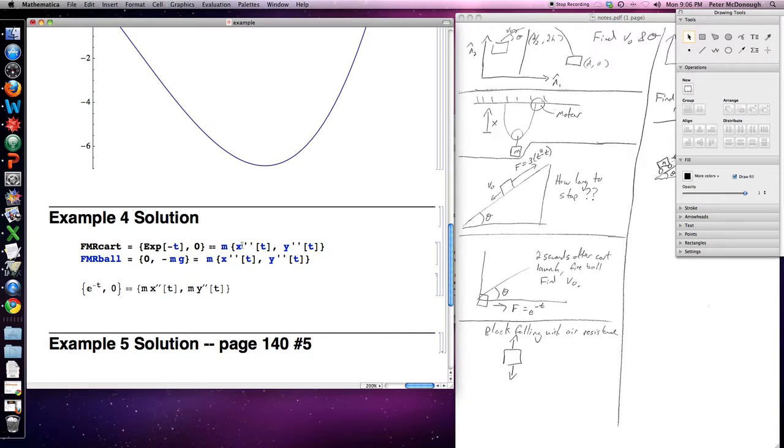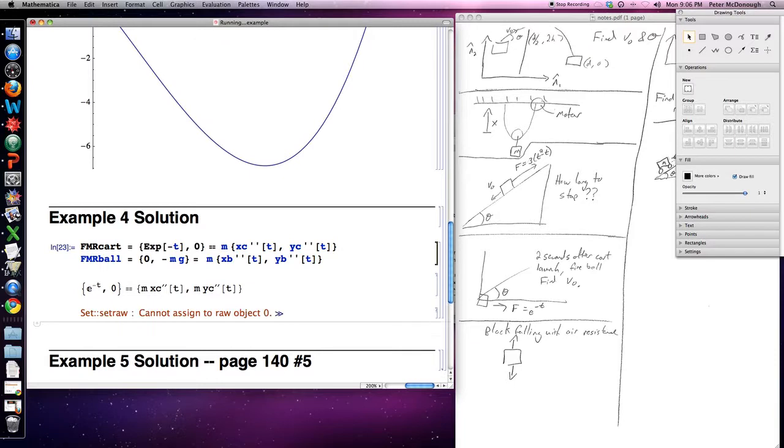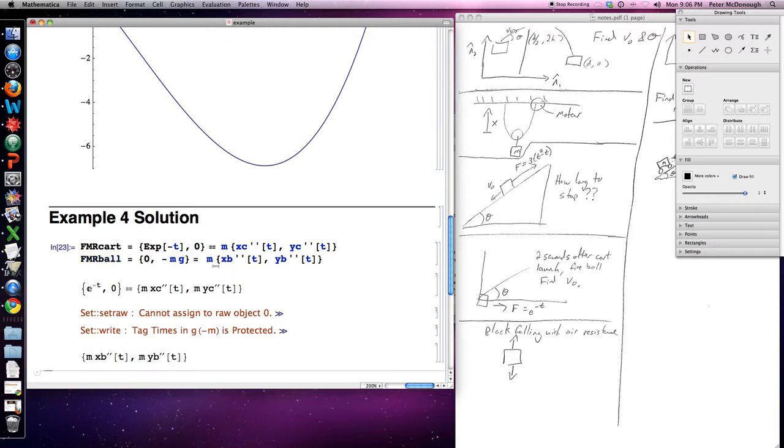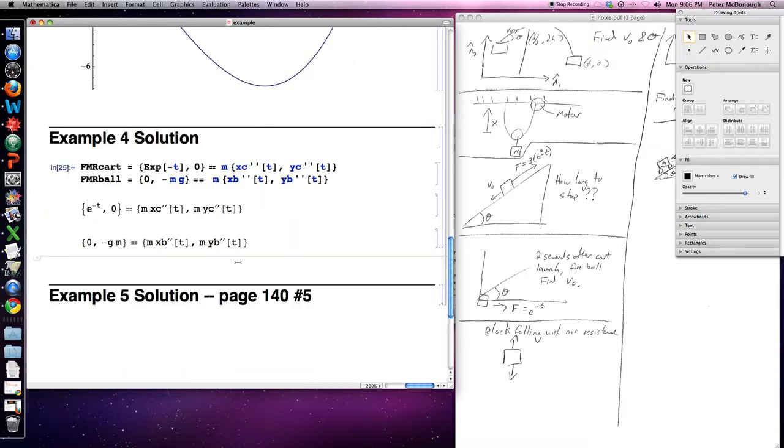And I'm going to change this to xc for cart, and yc for cart, and xb for the ball, and yb for the ball. Oh, looks like I dropped my double equals there. All right. Now we've got our differential equations. So, equations of motion.